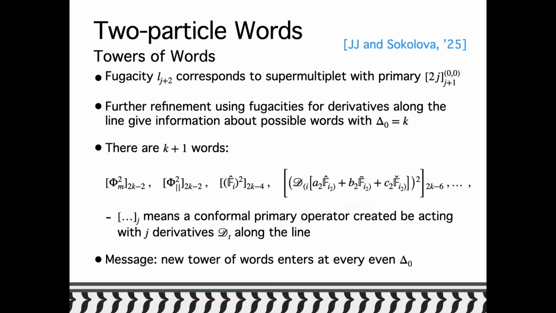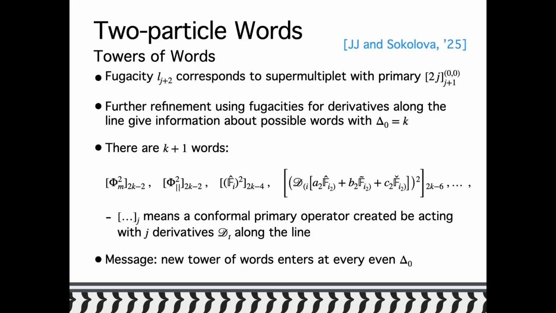Now you can further refine this counting by introducing fugacities that also keep track of the number of covariant derivatives along the line that you're acting. And then from that, you can easily see that if you look at the possible two particle words, they are given by this equation in the middle of this slide. So the two particle words are the following.